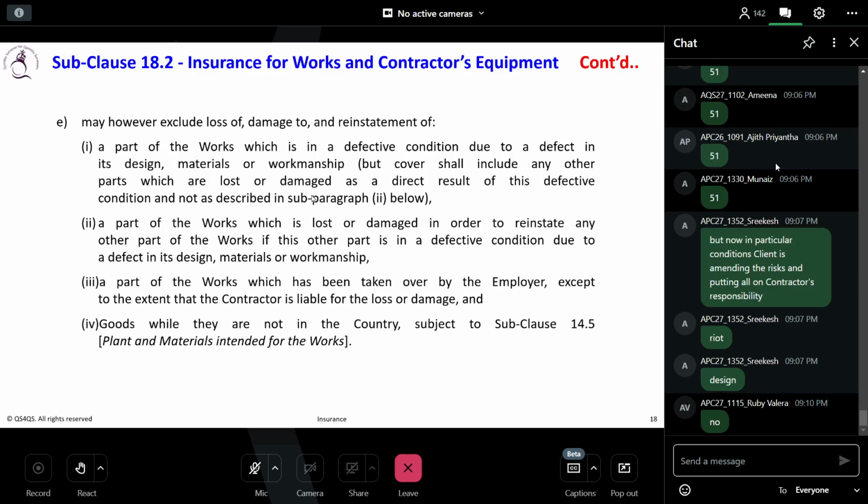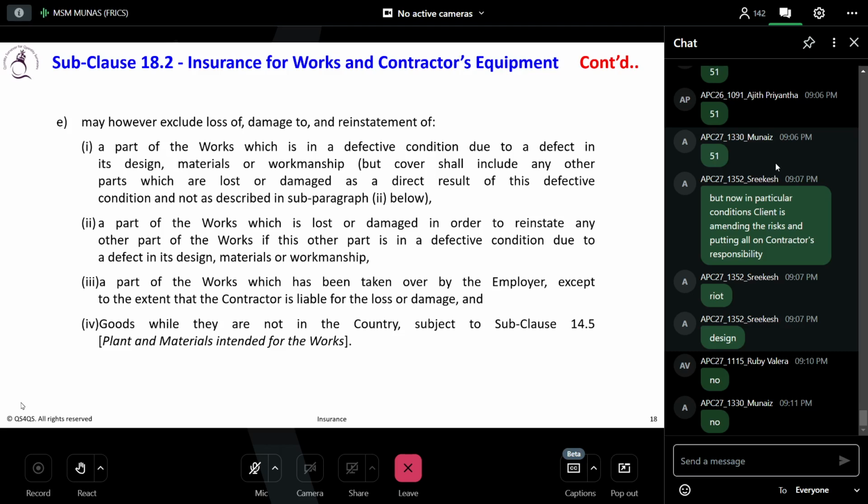Contractor's workmanship is not good, and the engineer comes and does the test on completion, and he is not happy. So what do you think? Can the contractor claim the insurance? No, it is not that one. There was an exclusion. Or second, this one, a part of the works which is lost or damaged in order to reinstate any other part of the works, if this other part is in a defective condition due to a defect in its design, material, workmanship. So similarly, E1 is stated here in E2.